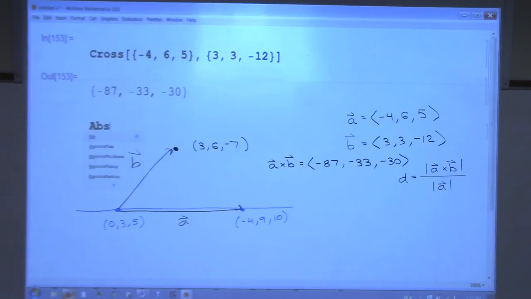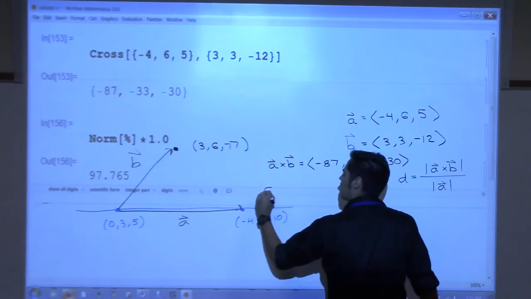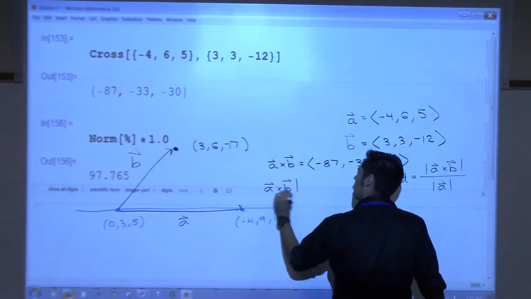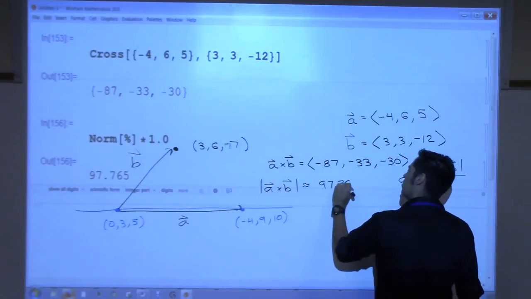I take the absolute value of that answer and multiply it times 1.0. Whoa. Anyone get 97.765 for the top? Yes? All right, so we're ready to put this in here. The magnitude of the cross product is approximately 97.765.